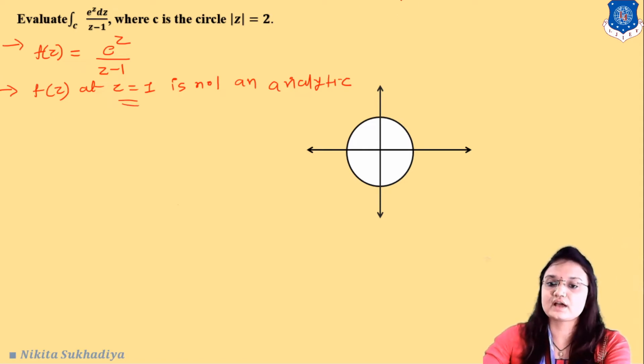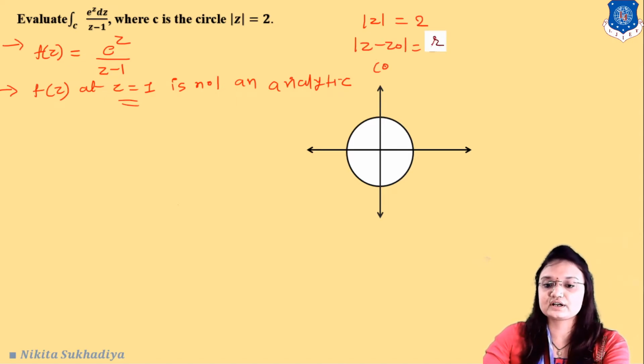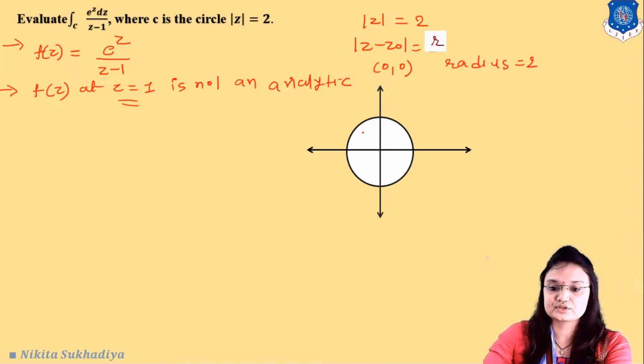Okay, but here we have modulus of z equal to 2. Compare this with modulus of z minus z0 equal to 2. So we will get the center point (0, 0) and the radius equal to 2. So this is the center point (0, 0) and this one is the radius 2.